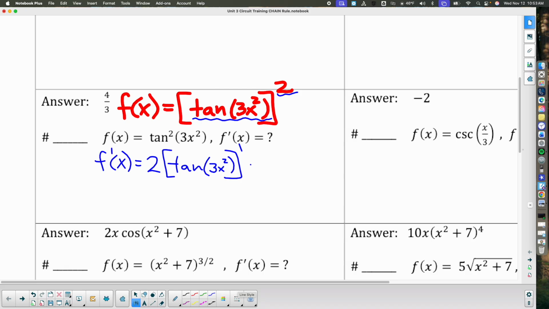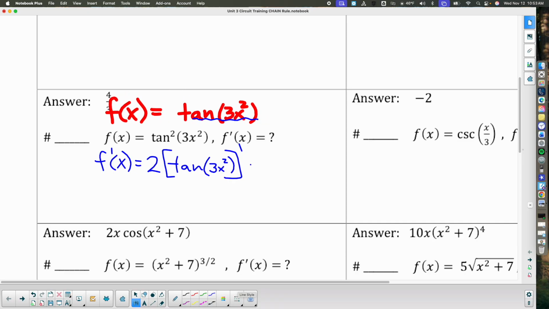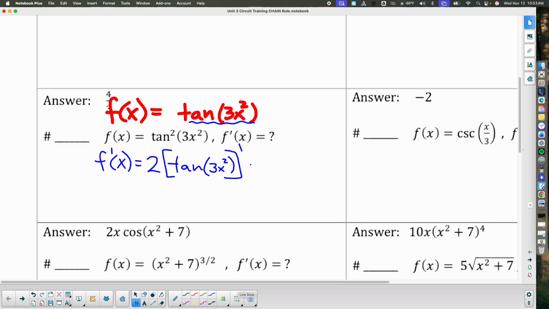As soon as you get to the stage where we're going to take the derivative of the inside, what I traditionally try to do is I 100% ignore everything I did on the outside. So this tangent of 3x is like a whole new problem.